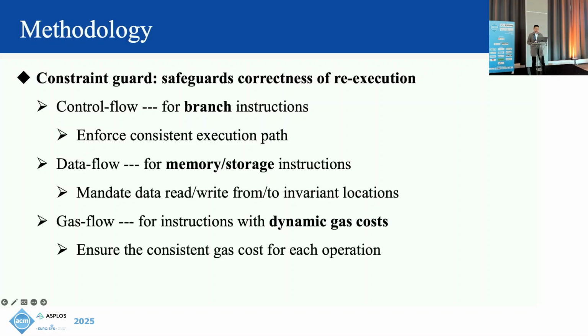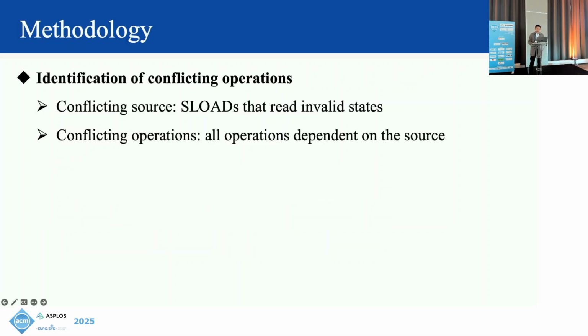Some EVM instructions have dynamic gas costs, which may vary depending on the input values or the runtime context. We record the original gas costs and ensure that they stay identical during re-execution. These constraints act as assertions. If any are violated during redo, the re-execution is aborted to avoid any inconsistencies. Together with operation logs, the constraint guide enables safe and deterministic re-execution.